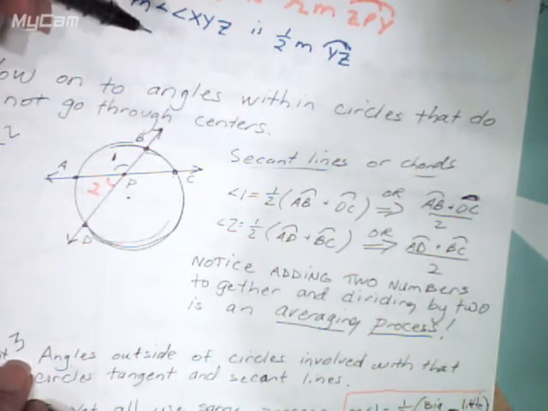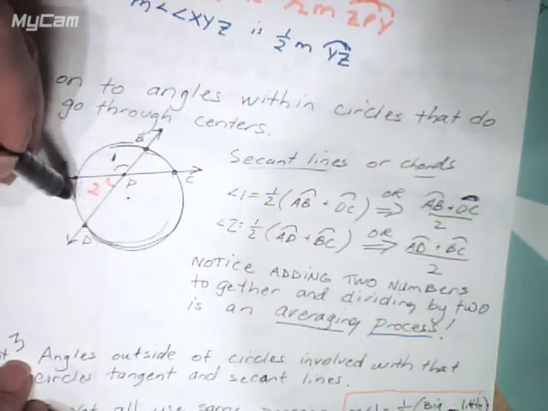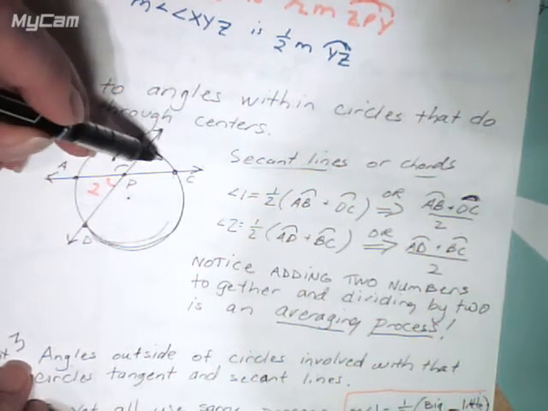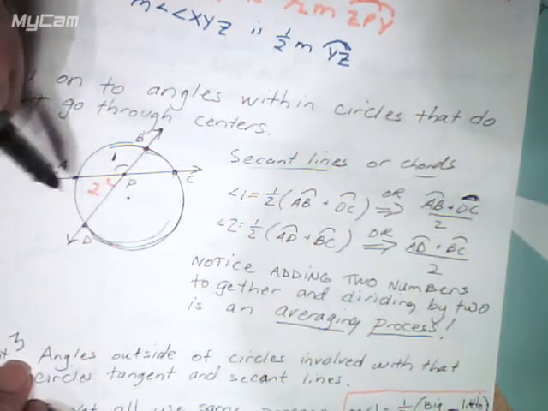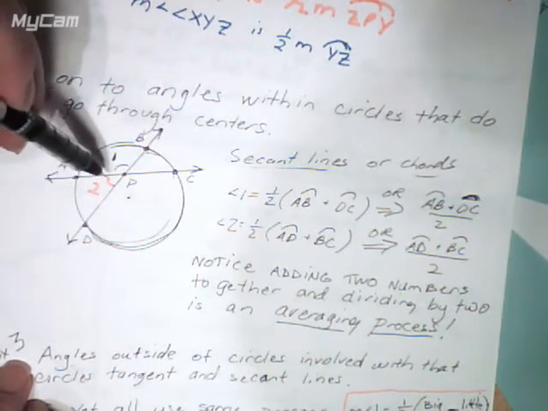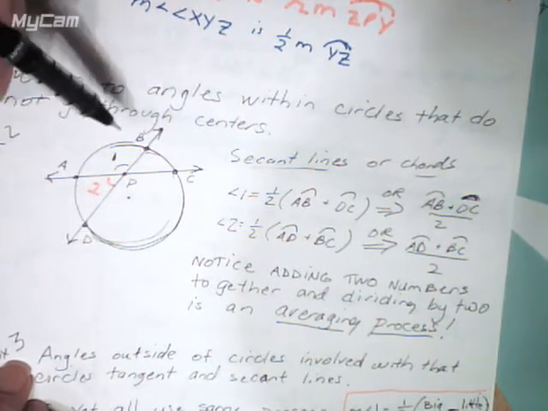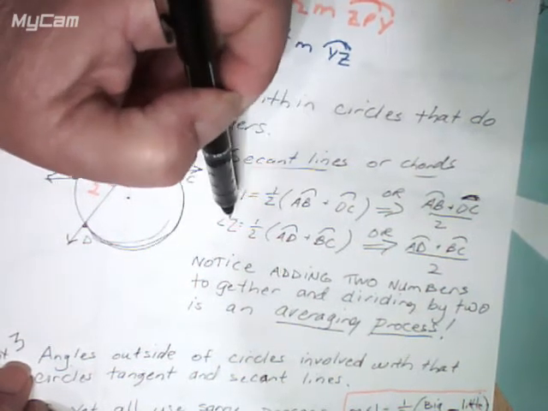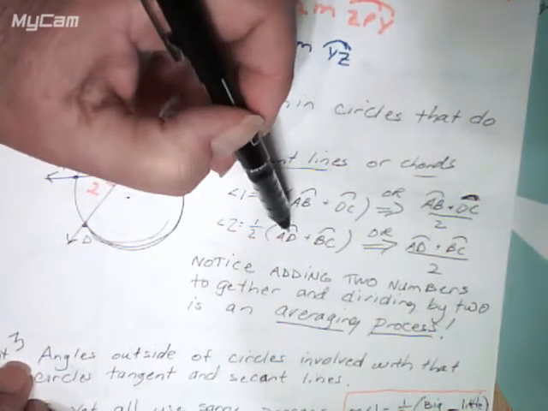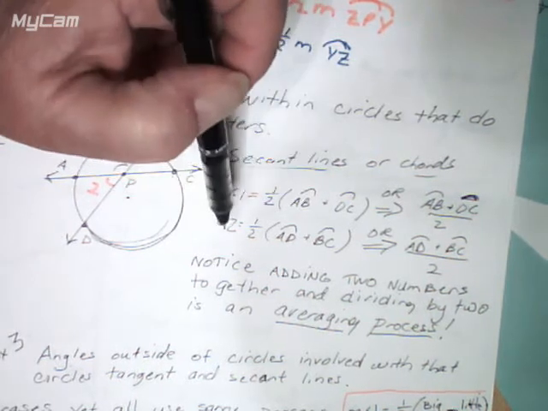So if you're given one of these arcs and angle 2, you can find the third. If you're given the two arcs, you can find the angle, and so on and so forth. Again, there are 3 items here to find, and we need to be given 2 of the 3.